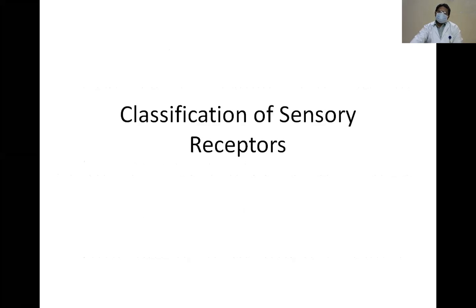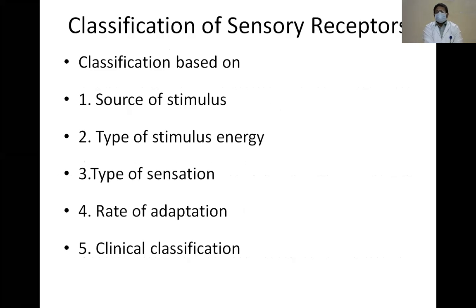Then what are the different classifications of the sensory receptors? The sensory receptors are classified based on different criteria. It is divided into 5 classifications: the source of the stimulus, the type of stimulus energy, the type of sensation, the rate of adaptation, and the clinical classification. Whenever you do the clinical examination, you test the superficial and the deep sensations, and the visceral sensations.